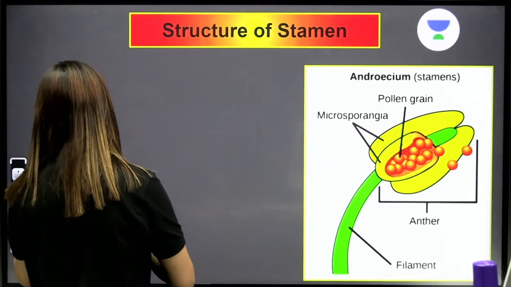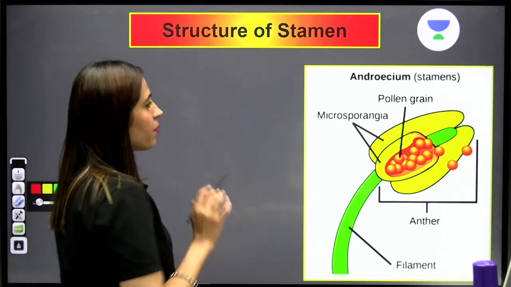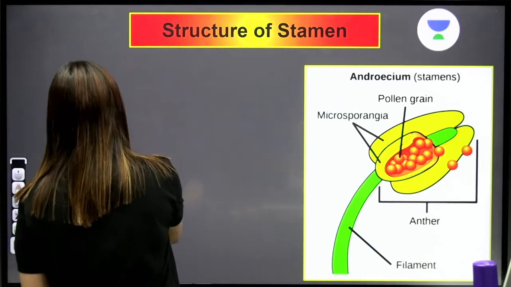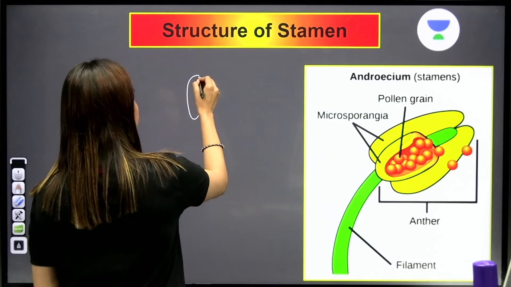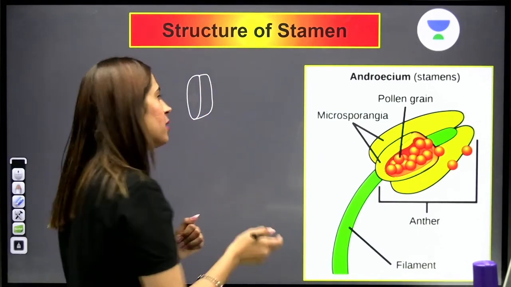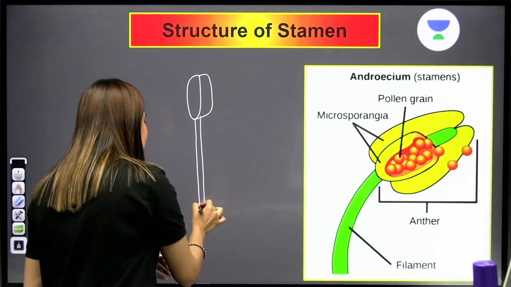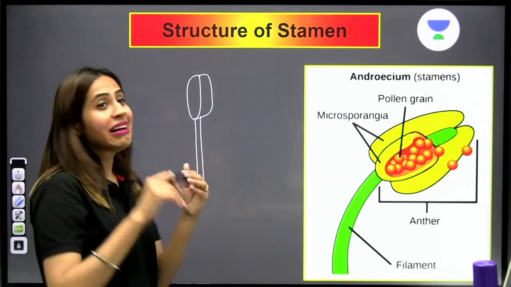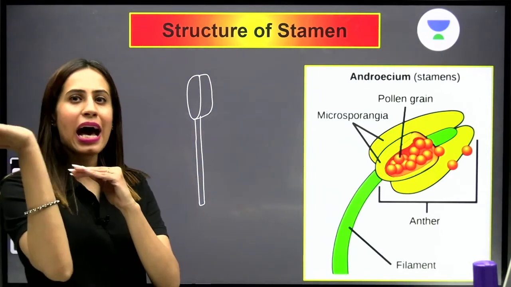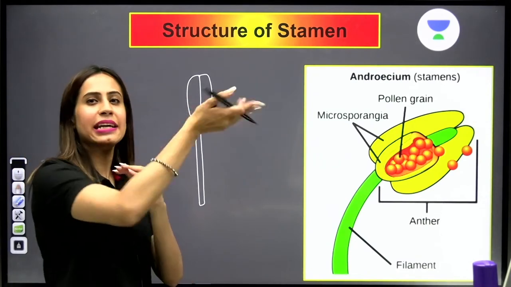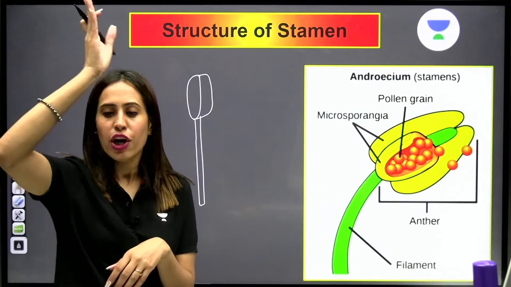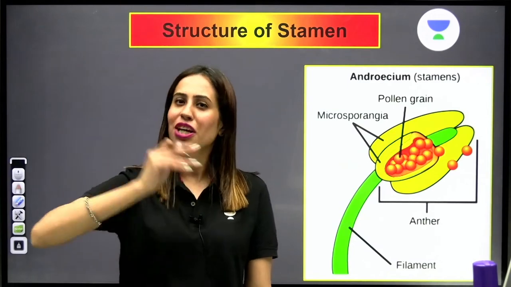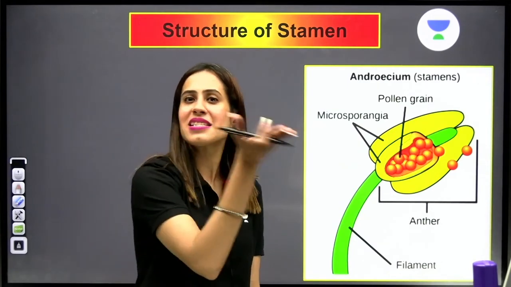So, if we talk about the bilobed anther, we have the bilobed anther and the sterile long filament. If you cut a transverse section, this is how you cut a TS. This is how you cut a longitudinal section. This is the TS and this is the LS.